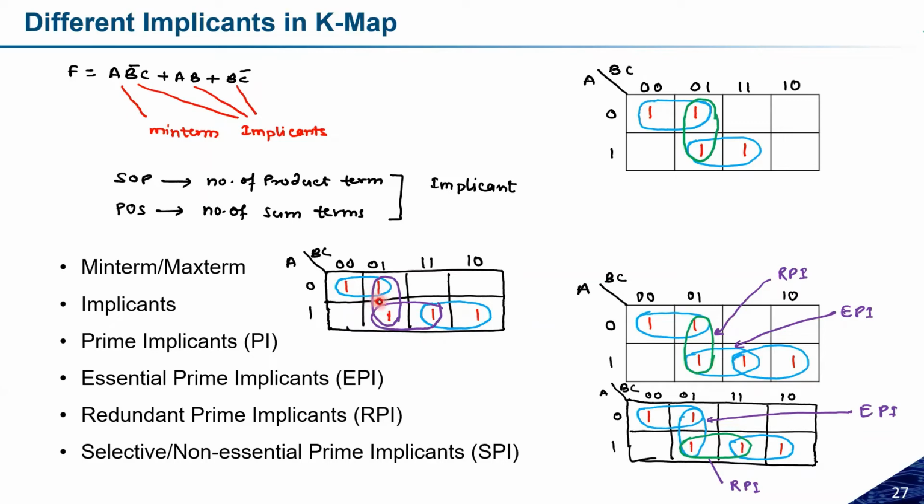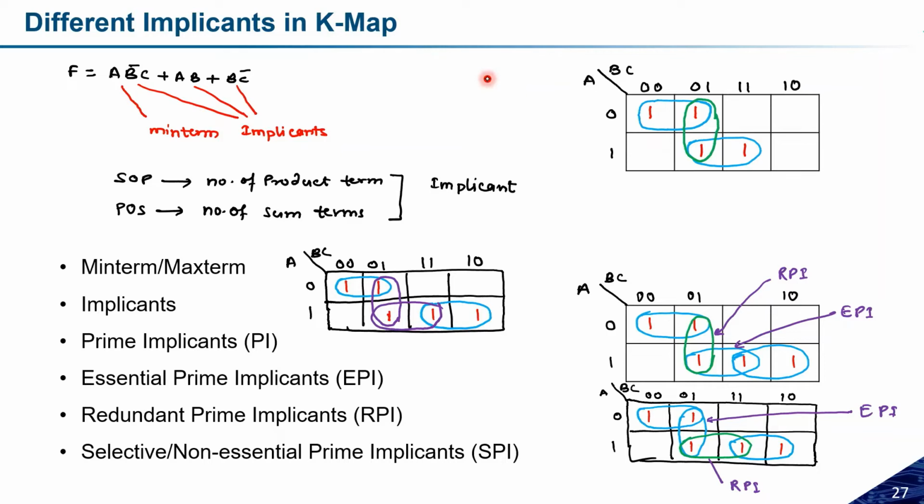The selective prime implicants can be covered to make the complete pair, or they are not mandatory. So they are neither essential nor redundant. Those kinds of implicants we can call the selective ones. Is your doubt clear or not? You got the point? Who asked this question?